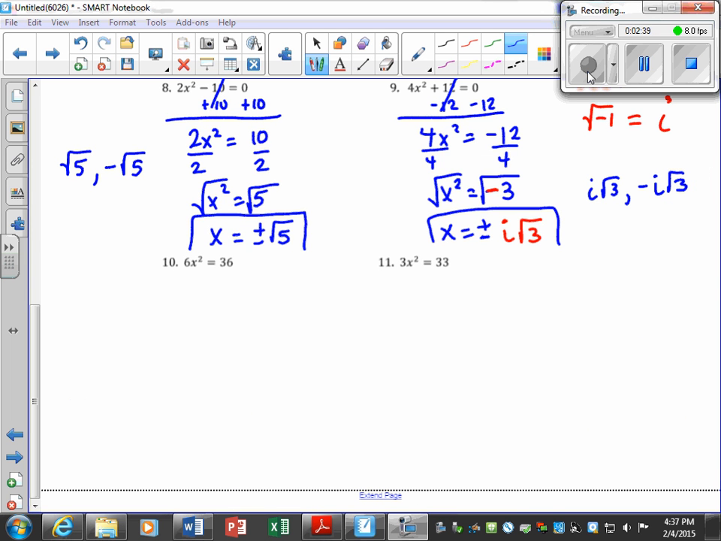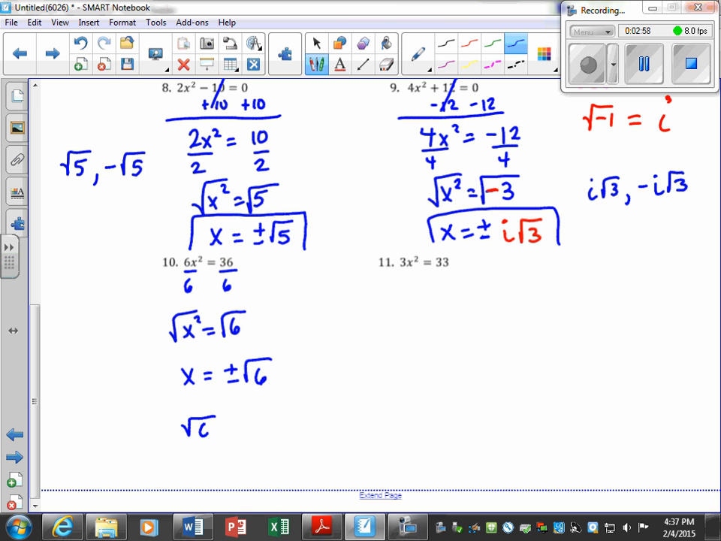Alright, so we pick up on number 10, and we're going to divide both sides by 6. And you will have x squared is equal to 6. And then we're going to take the square root of both sides, so you will get x is equal to plus or minus the square root of 6. Once again, in your homework, you will break it apart and list them.